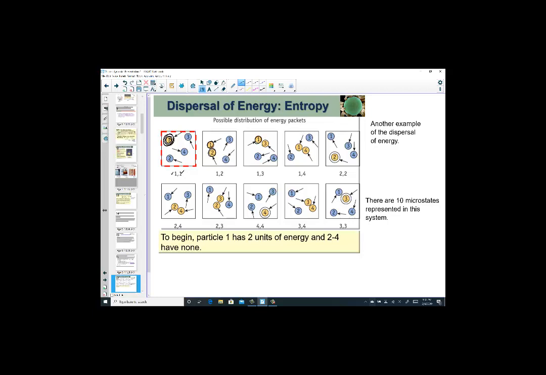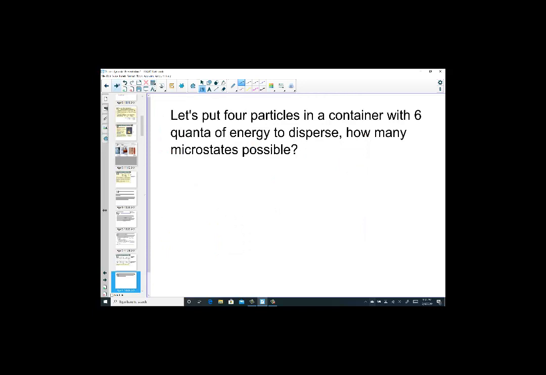I can give it to 1 and 2, 1 and 3, or 1 and 4. I can then put both packets of energy around particle 2, so you have both packets on the same one. You can do that for particle 3 as well, and you can do it for particle 4. Place both packets of energy around. And again, I can disperse them, 2 and 4, 2 and 3, 3 and 4. All of those possible combinations of looking at dispersal of energy. So there are 10 microstates represented in this system. Possible ways to distribute.